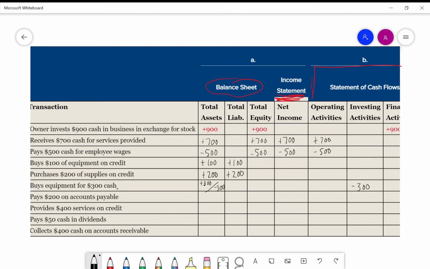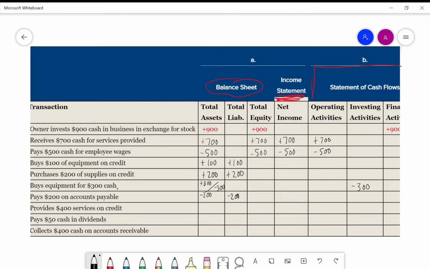And the next one here, paying $200 on accounts payable. Well, accounts payable is a liability for us, but we also paid something. So if we're paying something, that means cash went out. Cash decreases when we pay it. Cash is an asset. So on accounts payable, we will have minus 200 for the cash going out. And then we'll also have in liabilities, they decrease, so we'll have minus 200 here as well.